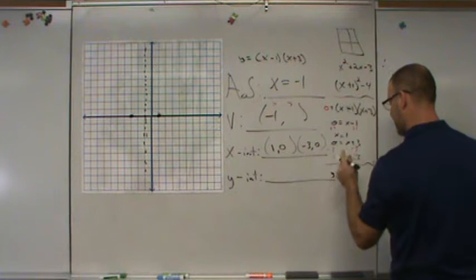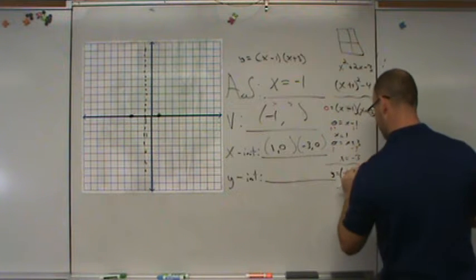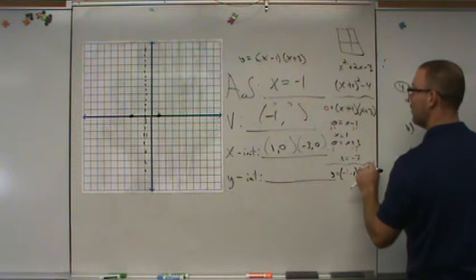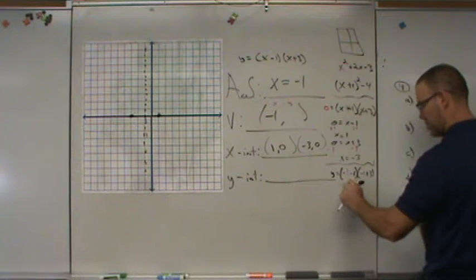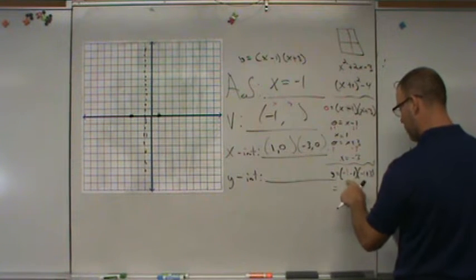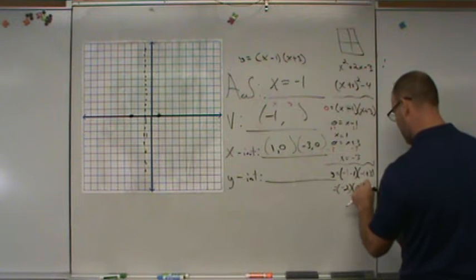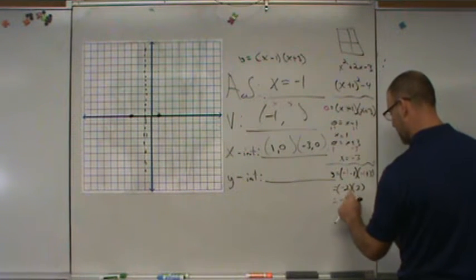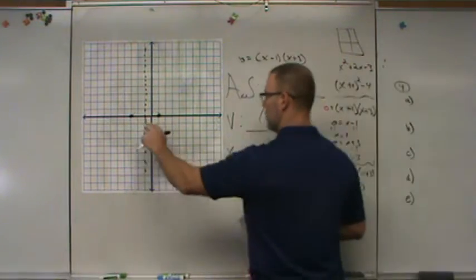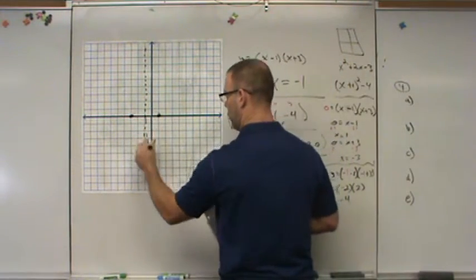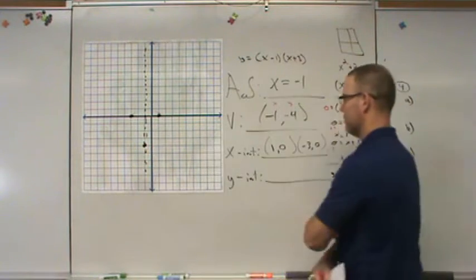So, negative 1 minus 1 times negative 1 plus 3. And just simplify. Negative 1 minus 1 is negative 2, times negative 1 plus 3, which is positive 2, and that gives me a negative 4. So, my vertex is negative 1, negative 4. 1, 2, 3, 4. There's my vertex.